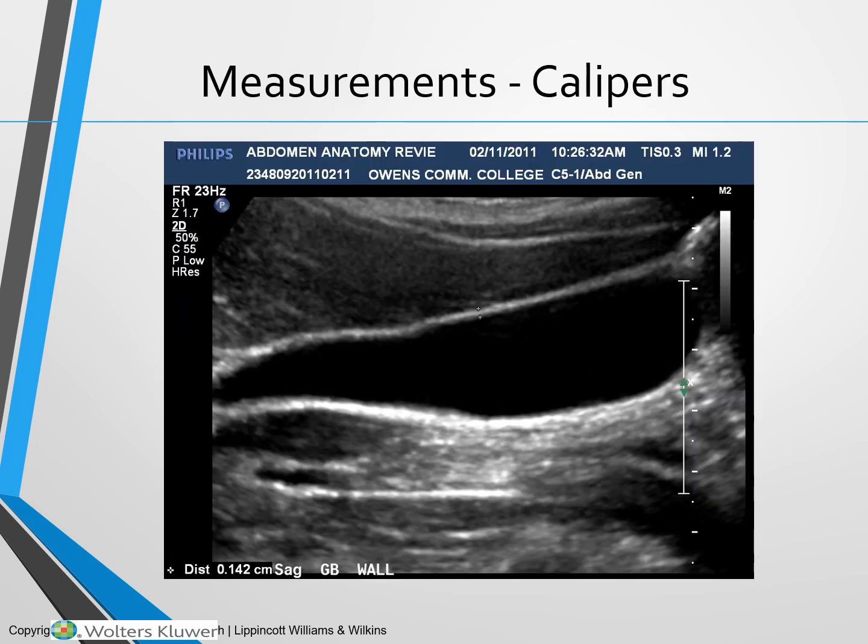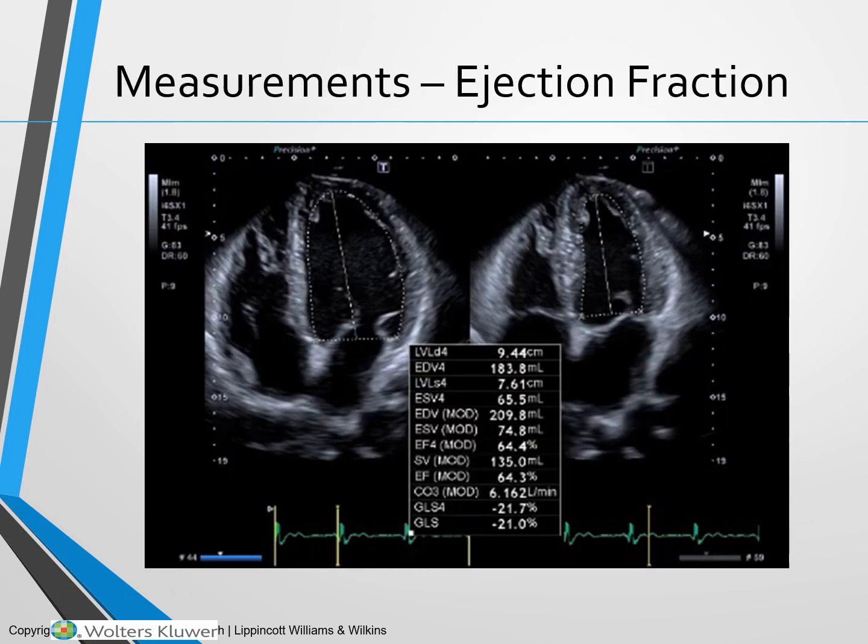Here are some calipers on a gallbladder wall. So this gives us a two-dimensional measurement. They're a little hard to see, but you can see them right here. That's measuring the gallbladder wall, and it's showing down here at 0.142 centimeters. Here are some measurements showing the heart, and we are able to take some measurements that actually show us the ejection fraction of the heart and how well it's functioning.